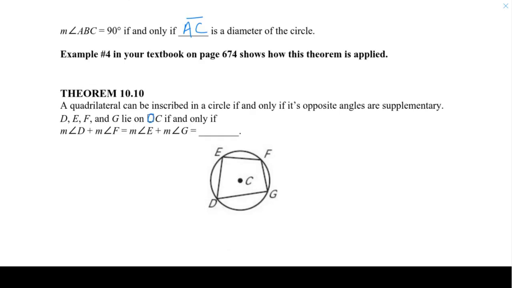All right, let's move down. Theorem 10-10: a quadrilateral can be inscribed in a circle if and only if its opposite angles are supplementary. So we can't just have any quadrilaterals that are inscribed. The opposite angles must be supplementary. That means that if I look at angle D and angle F, or angle E and angle G, the sums of those angles must be 180 degrees. If they do not total 180 degrees, then there's no way that we could inscribe that quadrilateral.